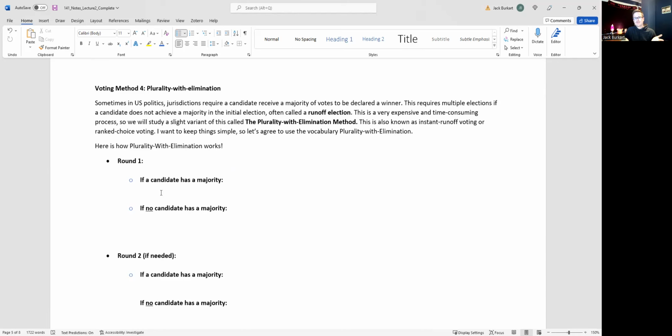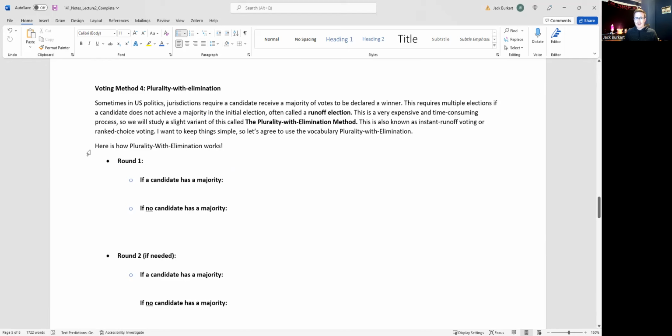So having elections is very expensive. It's time consuming. It requires a lot of labor by a lot of people. So we want to study a slight variant of this sort of runoff election. And it's going to be called the plurality with elimination method. If you listen to the news, you might know this as instant runoff voting, or perhaps ranked choice voting, depending on where you're from. To keep things simple, let's agree to use the vocabulary plurality with elimination.